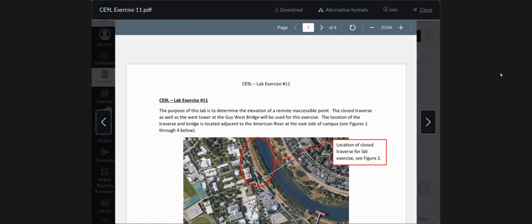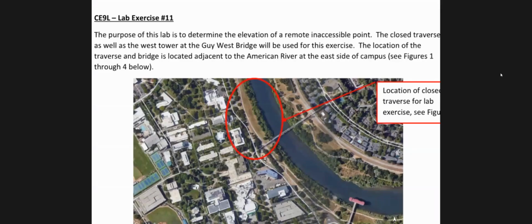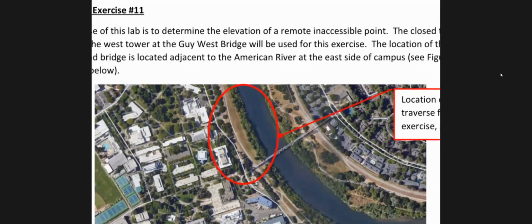Okay, so I think we can bypass the first photo here. This is just circling the same location we've been working at most of the semester. But let's go to the next photo.